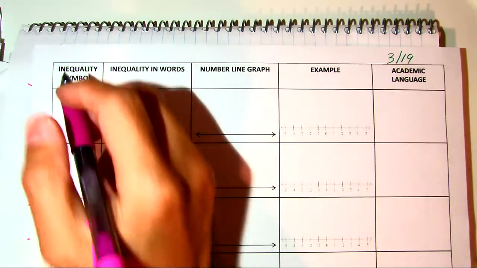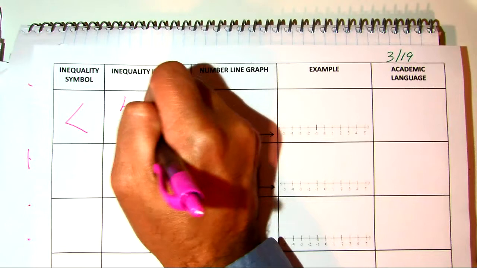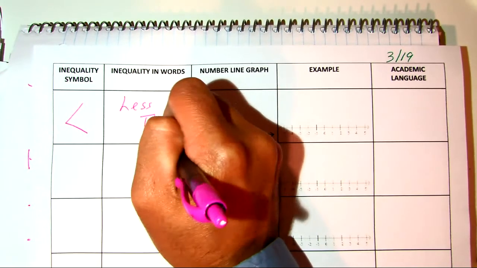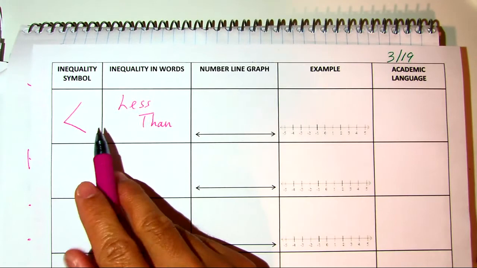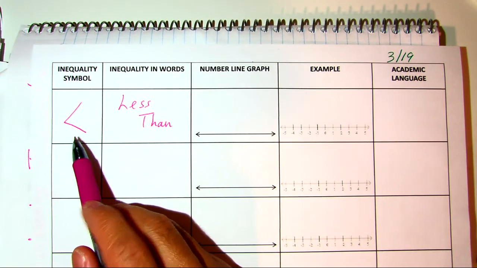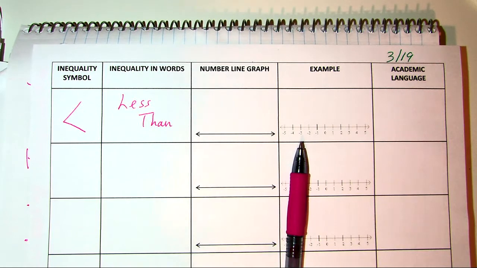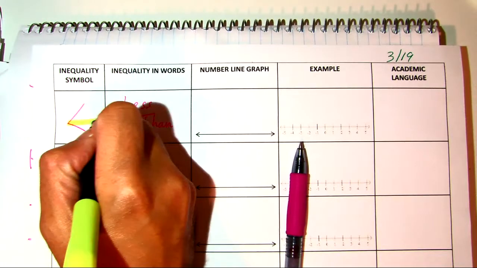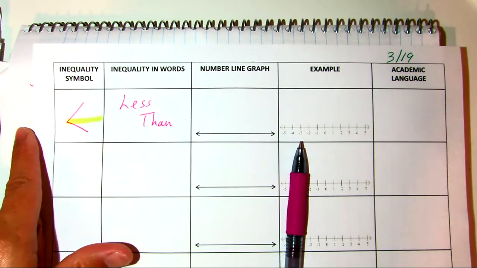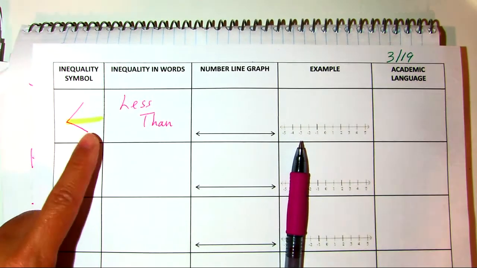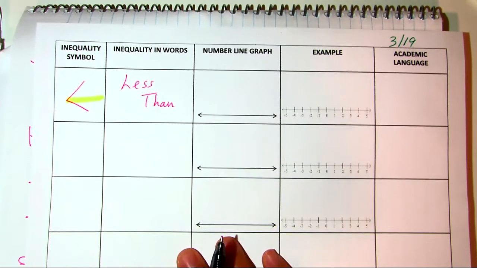Let's start with the first one. This symbol is called less than. Now students tend to mix the less than symbol with the greater than symbol. So one way to remember it's less than is very easy. This is how we do it. Think of an arrow. An arrow pointing to the left means it's more negative. More negative means less than. So that's how I would try to look at it.